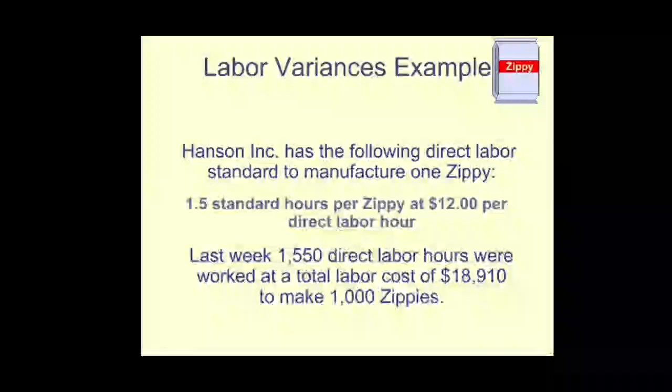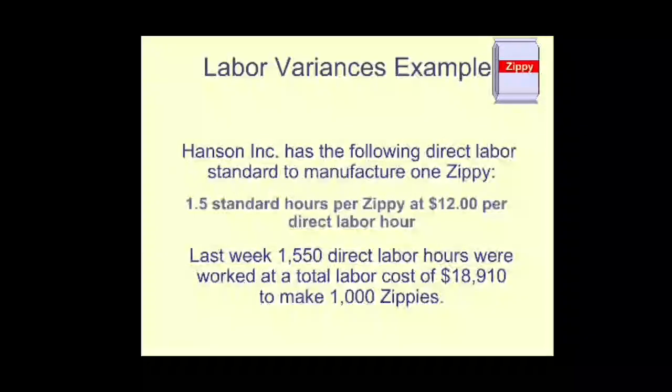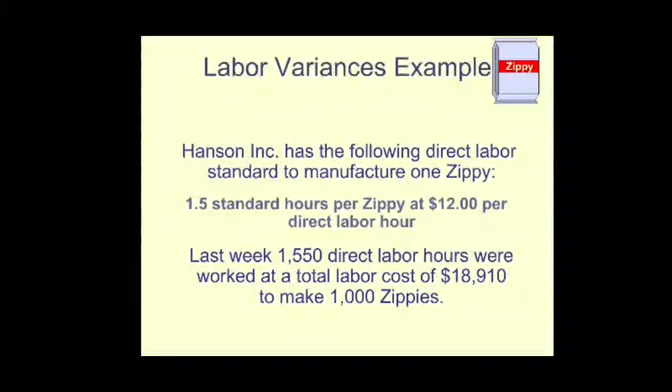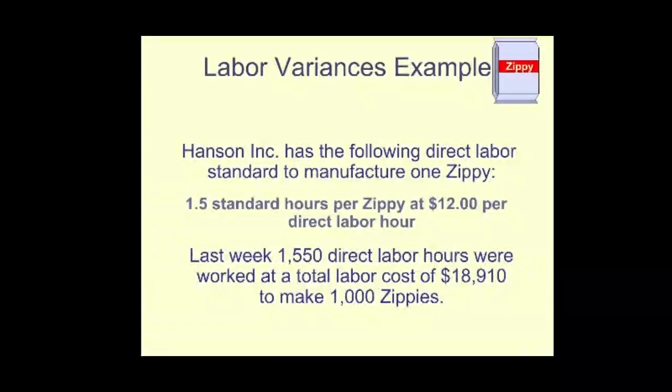So let's see the example. Hanson Incorporated has the following direct labor standard to manufacture 1 ZP: 1.5 hours per ZP at $12 per direct labor hour. So this is the labor rate, the rate paid by the business to the labor. The rate is $12 per labor hour. It means that when the worker works 1 hour, the company will pay $12.